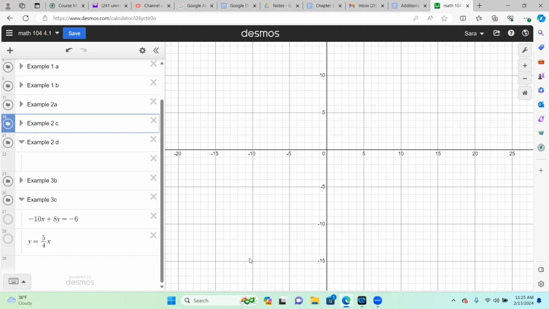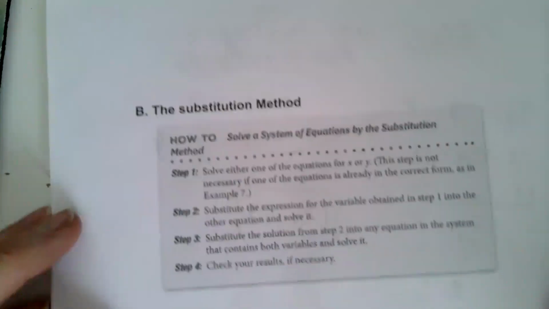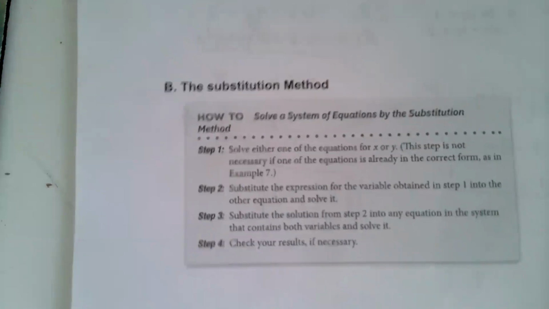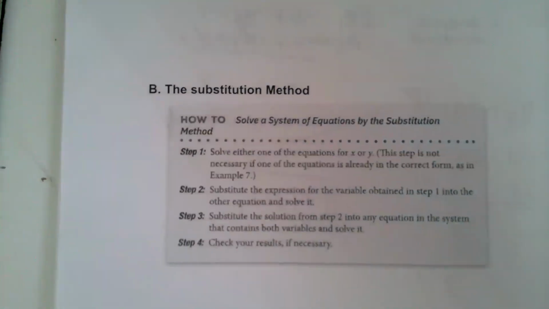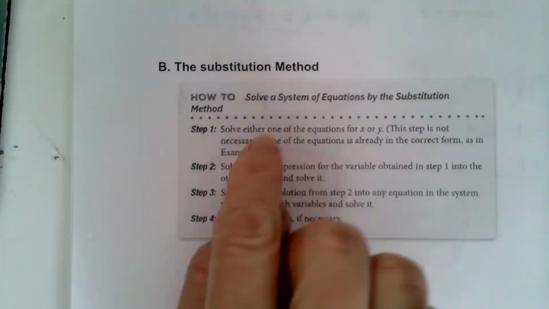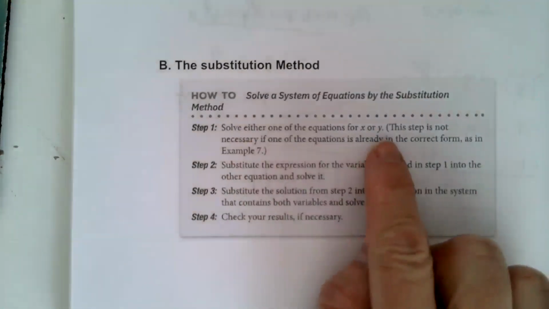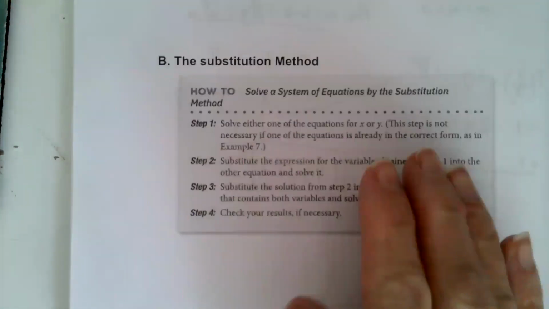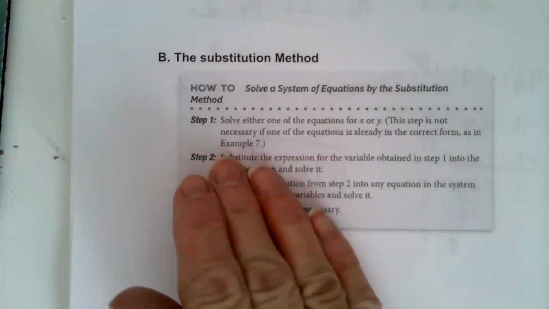Letter D is going to be on the extra video. So I'm skipping D because that's on the extra video. We're going to learn the second method for solving a linear system equation, and that's called the substitution method. And that's by taking either of the equations and solving for x or y. So you're going to put x in terms of y or y in terms of x.